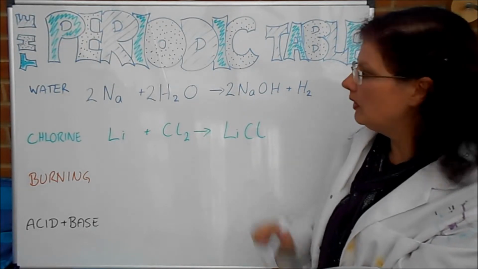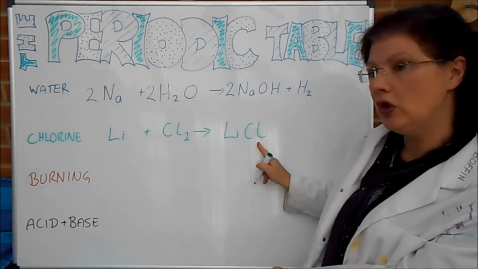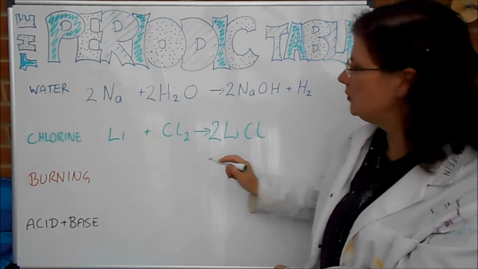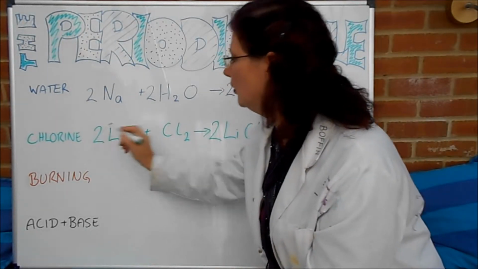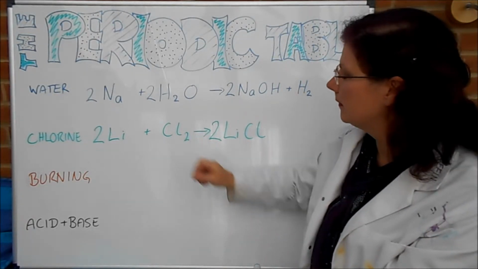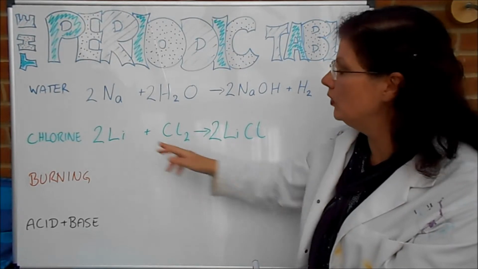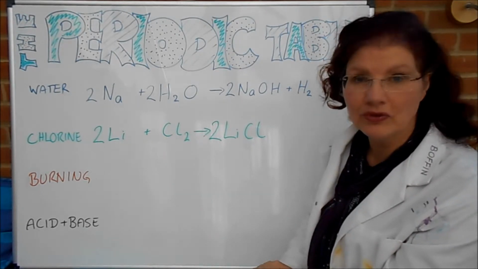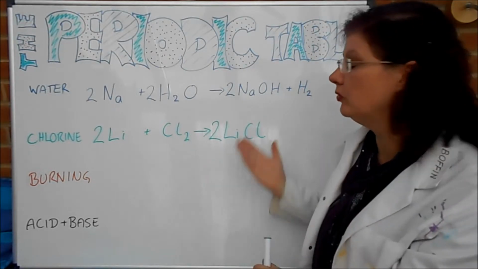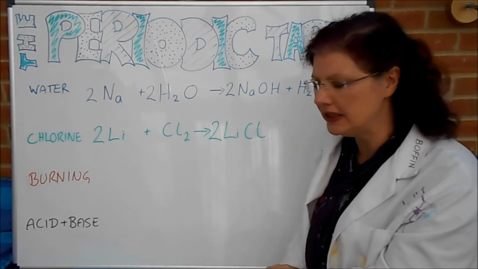We do need to balance the equation. We've got 2 Cl's here, and we've only got 1, so we need to have 2 molecules of lithium chloride, which means we need to put 2 lithiums in. So there's our balanced equation. The alkali metals react with chlorine to form salts. The sodium chloride is the one we call common salt, but there are other salts as well. This is another one. So that's pretty easy.